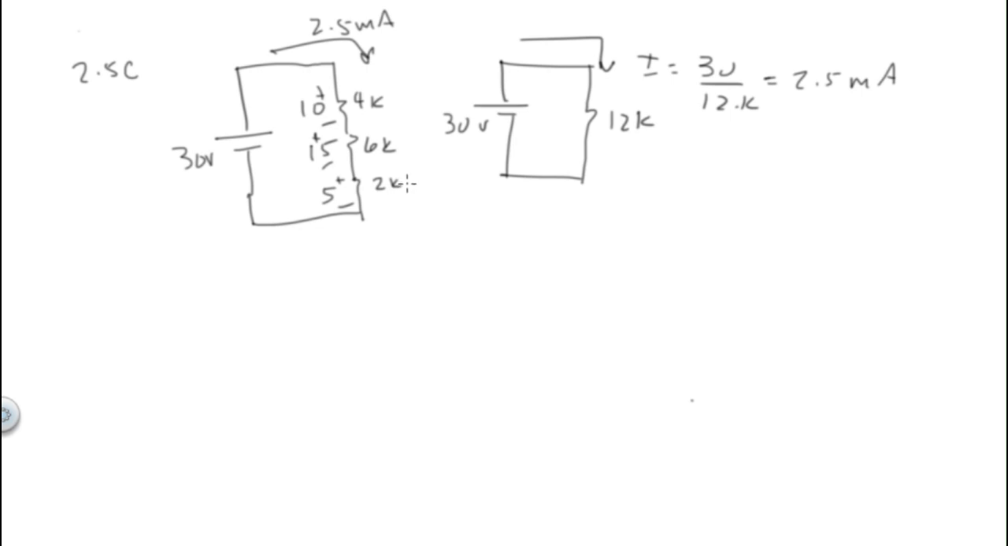Okay, so that's the unknown voltage. The unknown current is 2.5 milliamps. Find that first. You find the one that's easier to do. And D, let's go to D.